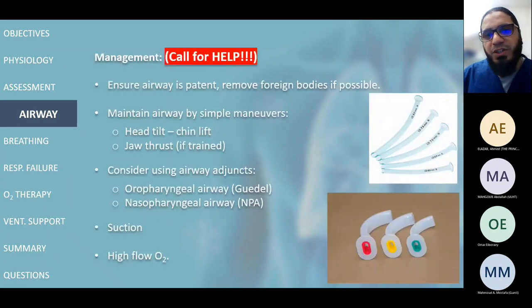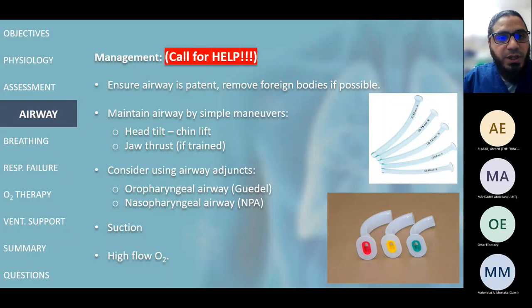How to manage a compromised airway? The first thing, which I put in a very bright red up there, is to call for help. You don't have much time if the patient is losing his airway. You have to call the RS team or the intensivist or the anesthetist on call to give you a hand about it. Meanwhile, while you are waiting for the team to arrive, just be sure that the airway is patent by simple maneuvers, or you can use airway adjuncts, which will be available in any ward in a crash cart or a cardiac arrest trolley.